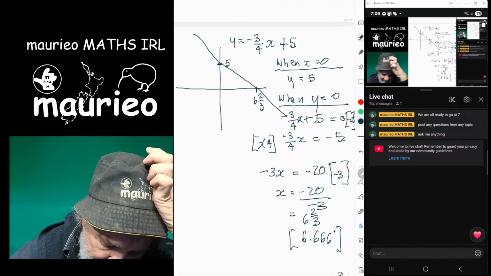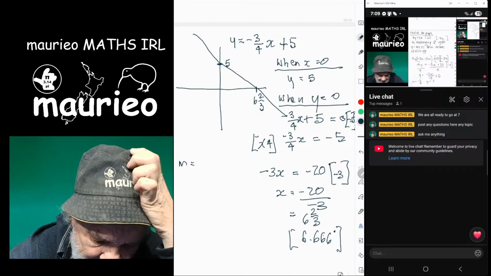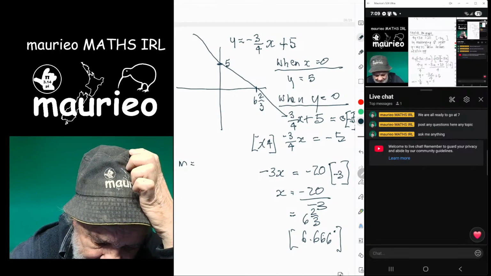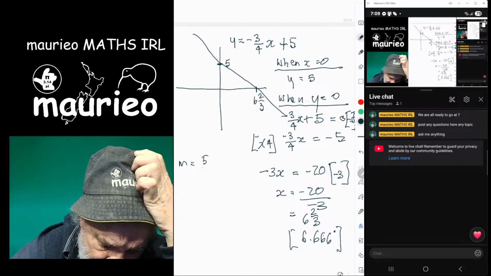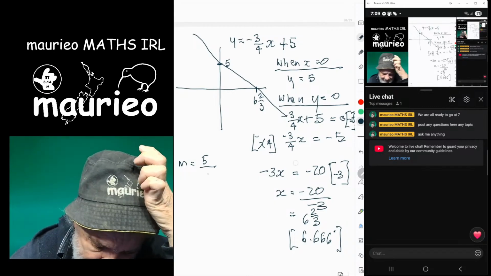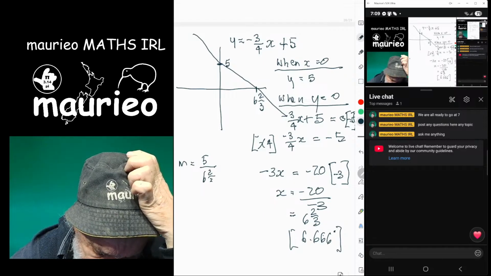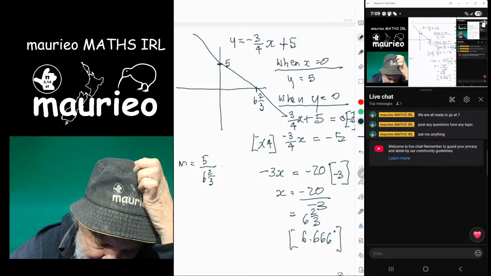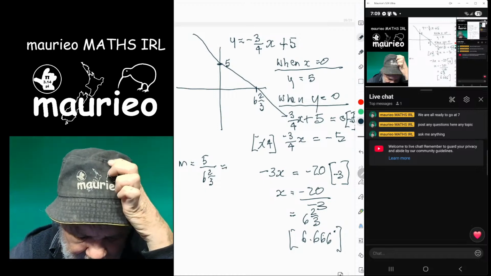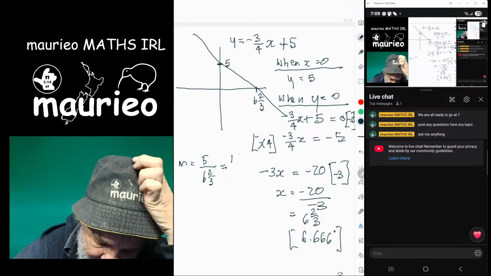And if we just look at m, just to give that a bit of a check, we've got the rise there is 5, and the run is 6 2/3. So that would be, if we work in thirds, 5 times 3 is 15.